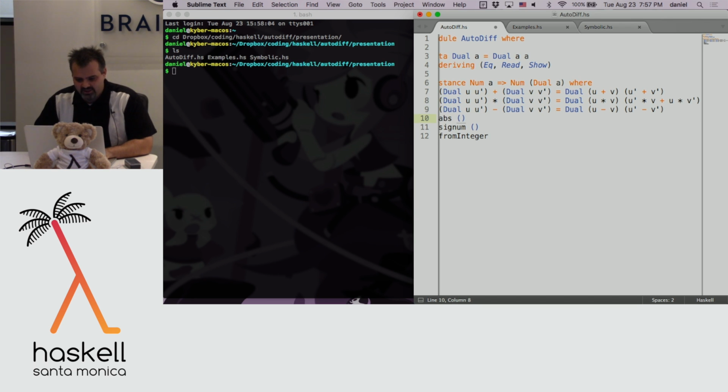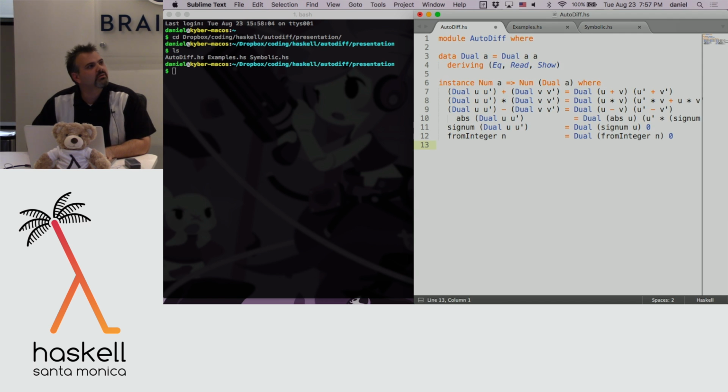So absolute value. This is a little bit difficult, so I have to all the rest. Let me just copy those because they're not that interesting. These ones are ones that you have to work out by hand, and then once you find the answer, you encode it. So let's put those in there.